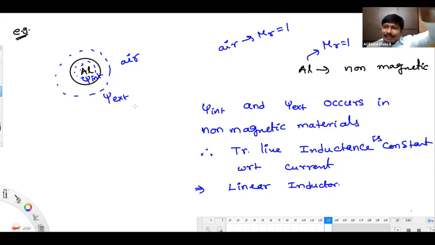And external linkage occurs in the air gap. Air is also a non-magnetic material. So obviously both internal and external linkages are occurring in non-magnetic materials. You will have a linear variation. Psi versus I will be a linear variation. So your inductor will obviously be a linear inductor. That's it.